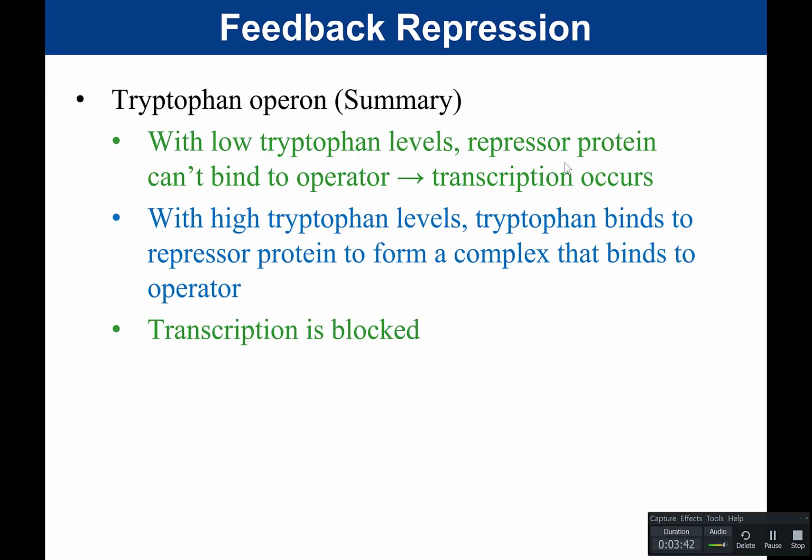So, summary of the tryptophan operon. With low tryptophan levels, the repressor protein cannot bind to the operator. Remember that the repressor would be inactive and transcription occurs. However, when tryptophan levels are high, tryptophan will bind to the repressor to form a complex that now activates the repressor to bind to the operator. And when the repressor binds to the operator, transcription is now blocked. So again, the product, high levels of tryptophan, will feed back and turn off production of enzymes that are used to make more tryptophan. So that is our feedback repression.